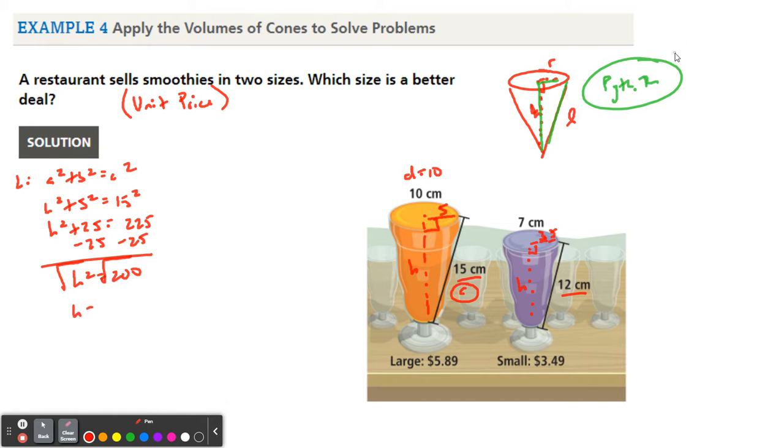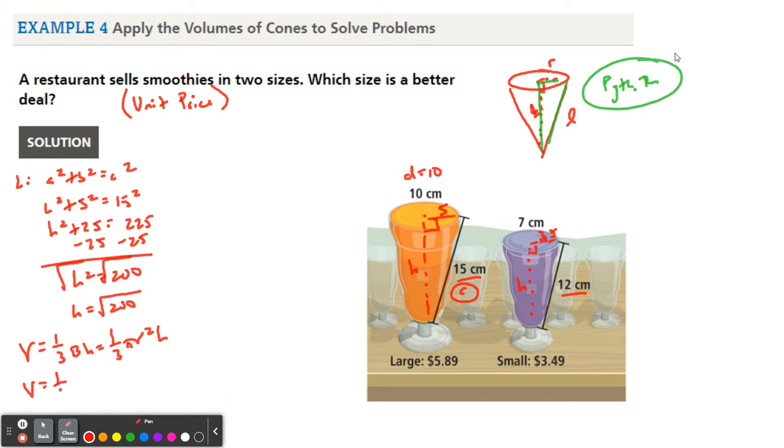And I'm going to leave that alone. That would actually simplify radically. I'm not going to worry about that. Let's just leave that alone because we're going to do the unit prices, so it doesn't really matter what this actual measurement is. Okay. So now, to find the volume of this cone, we're going to do volume equals 1/3 the area of the base times the height. Again, this is a cone, so the base is a circle, pi r squared h.